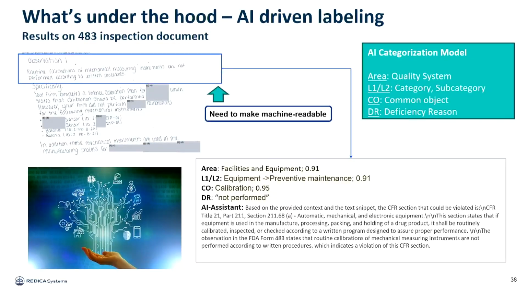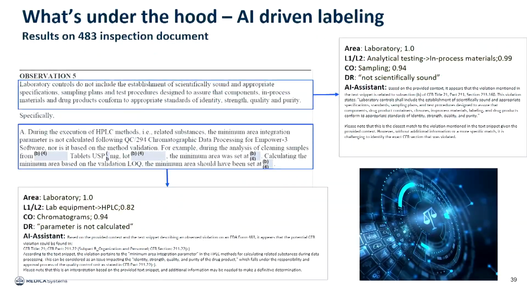And then as a little bonus, what we call our AI assistant tries to use some logic to map this to 21 CFR 211. In this case, it gives 211.68(a), and then says, here's why I think that is the case. So here's a second one, and we've got basically a similar kind of thing where we're looking at the area, L1, L2, common object, deficiency reason.